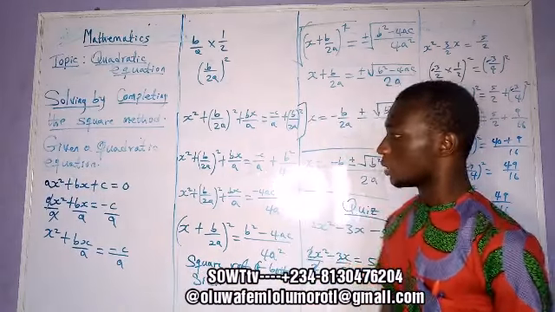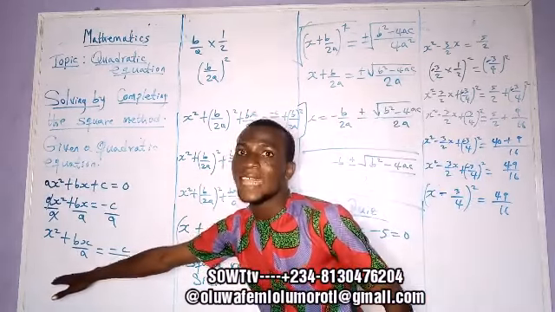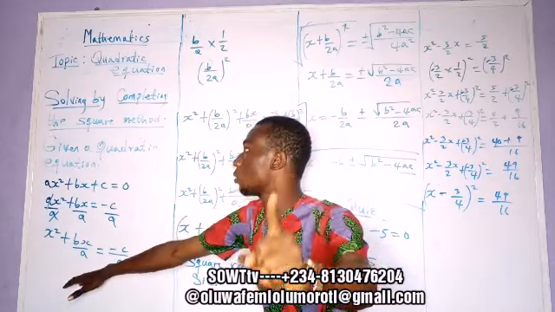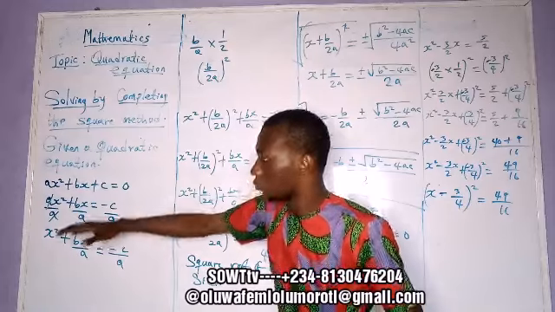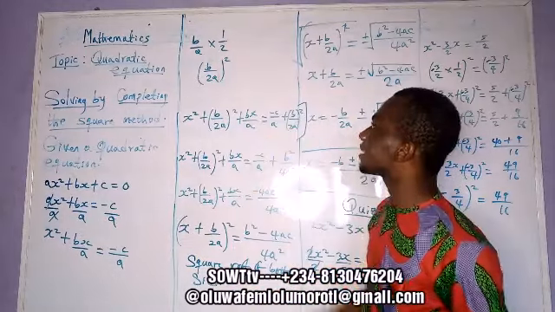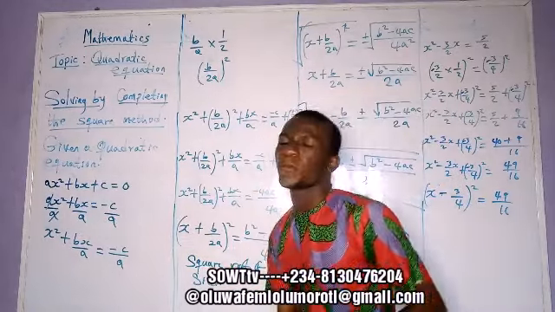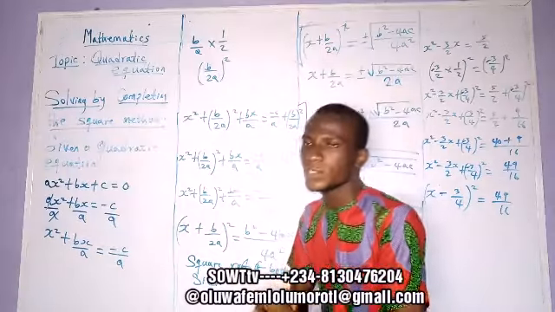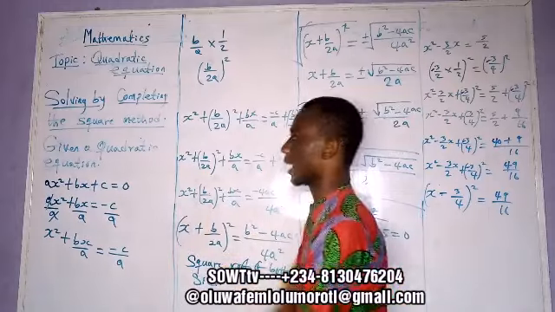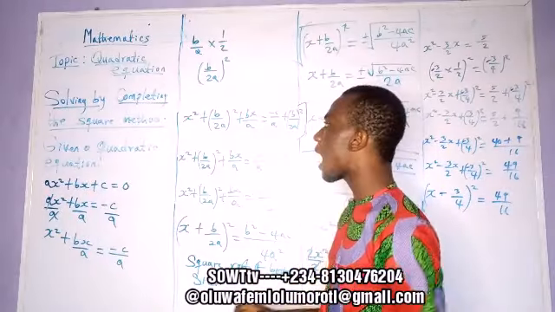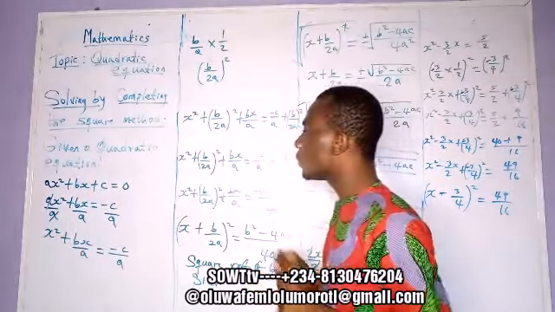So the next thing that you need to know is the second step. We are done with the first step and the second step, so we are in the third step. The third step is to multiply half by the coefficient of x, square it, and add it to both sides of the equation.